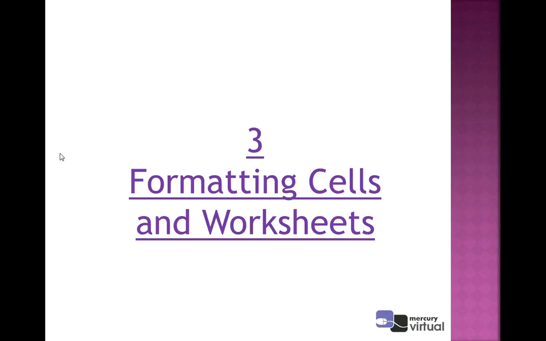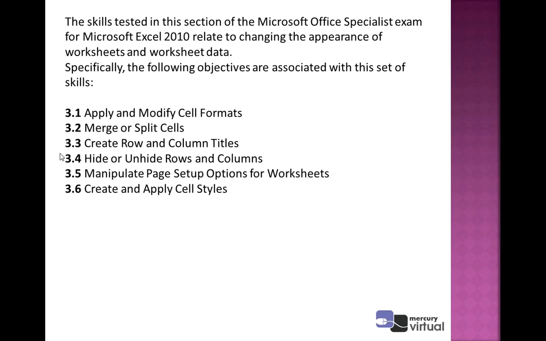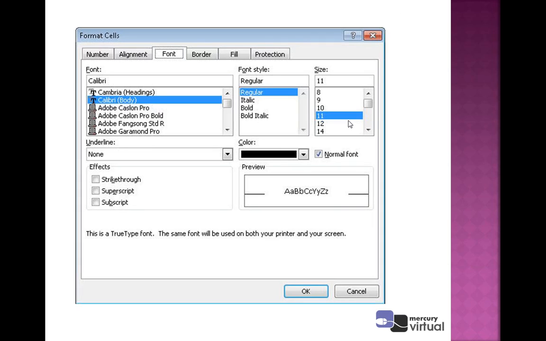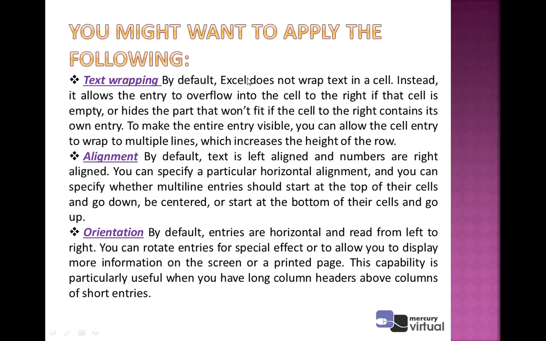In the last class we discussed how to format the cells and the worksheets. In that we covered 6 topics from 3.1 to 3.6. First one is how to apply and modify the cell contents. This is how we can modify the cell contents. We can change the style, the size, the color, and we can underline the content. This is the font dialog box.